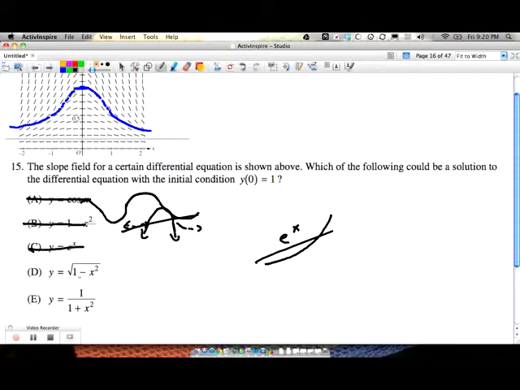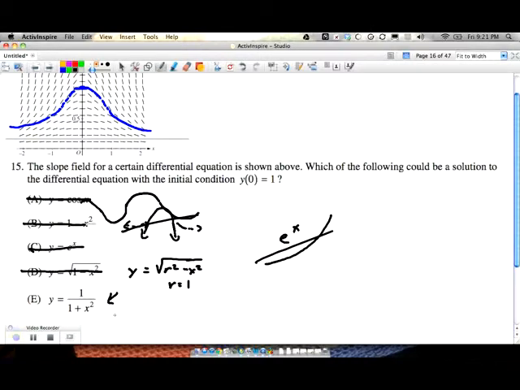The square root of 1 minus x squared, that's actually a half circle, because that's like saying y equals the square root of r squared minus x squared, where r equals 1. It's a half circle with r equals 1. So D is out too. So I guess E is the only one left.